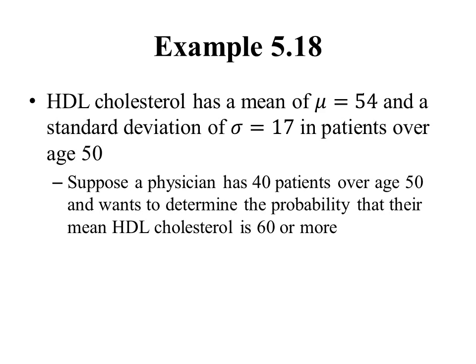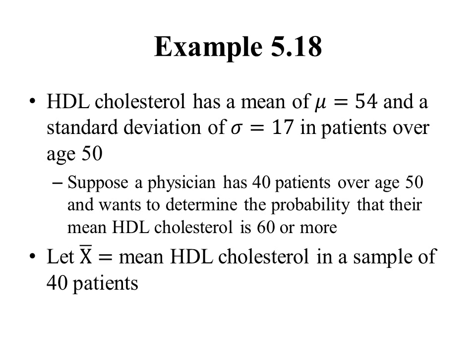Now, let's suppose that a physician has 40 patients over the age of 50 and wants to determine the probability that their mean HDL cholesterol is 60 or more. So we've got here a sample of 40 patients, and we want to determine the probability that their mean cholesterol is 60 or more. Now, why would we want to do that? Well, that's kind of a separate question. We're just using this as an academic example to illustrate a very important point.